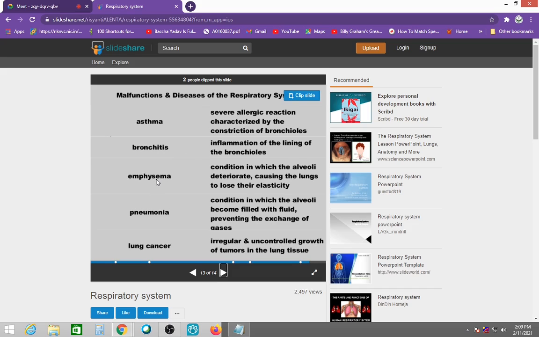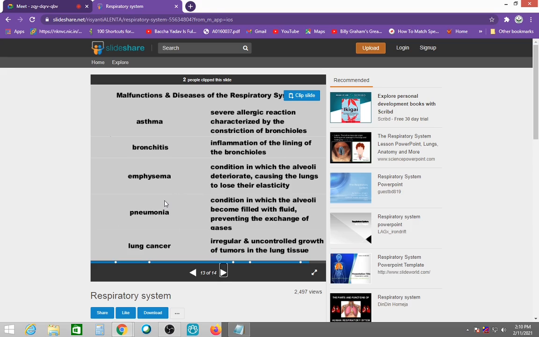And what is emphysema? Emphysema is a condition in which the alveoli deteriorate, causing the lungs to lose their elasticity. Have you heard this word before? What is it associated with? In what group of people does this occur? This occurs in smokers. We'll go into detail later, in the subsequent classes.